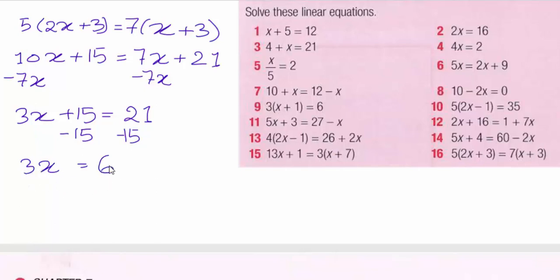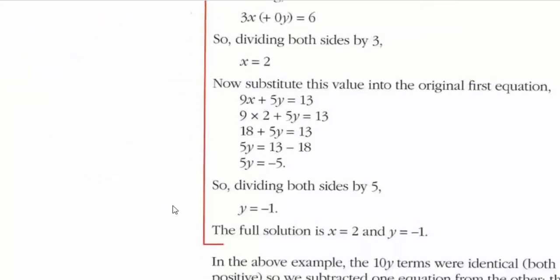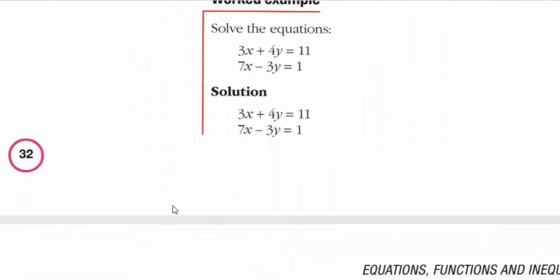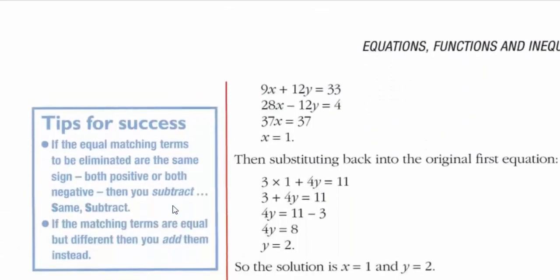Now 3 times which number is 6? X is 2. Or to get rid of this 3, we're going to divide both sides by 3. What's remaining here is only x is equal to 6 divided 3 is 2. Done. Simultaneous equations. As you know, there are 3 ways to solve simultaneous equations according to the question.